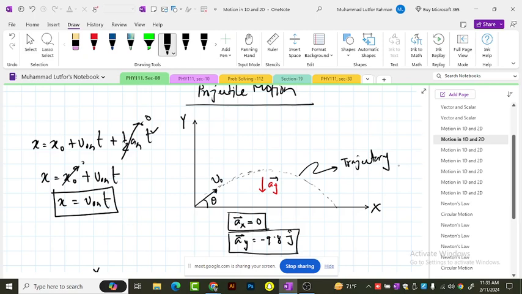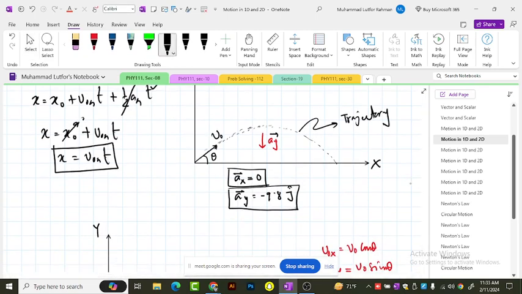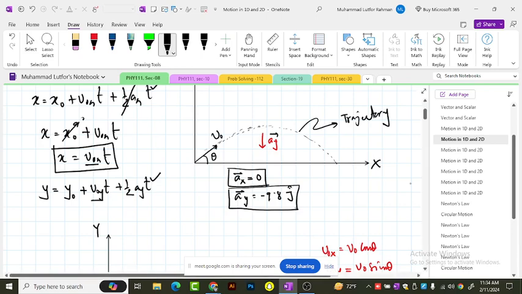And along the y direction, it moves at a constant acceleration, which is minus 9.8 meters per second squared. So I'll use this equation: y equals y naught plus v naught y t plus half a y t squared. Remember, in this equation all parameters are along the y direction. v naught y is the initial velocity along the y direction, and v naught x is the initial velocity of the particle along the x direction, which is simply the component of this vector.